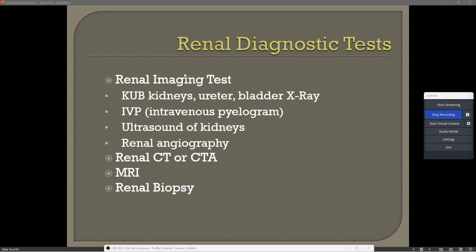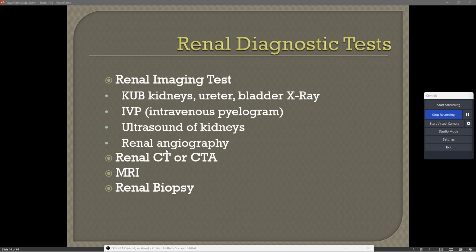Diagnostic tests. We're going to do some imaging. If I suspect you have an acute or chronic injury, we can do what's called a KUB X-ray, kidneys, ureter, bladder, and we start at the retroperitoneal region, and we work our way down all the way to the bladder and urethra. We have the IVP, intravenous pyelogram. I'll show you one of those in a second. The ultrasound of the kidneys, I'll show you that as well. And then the renal angiography, I'll also show you that.